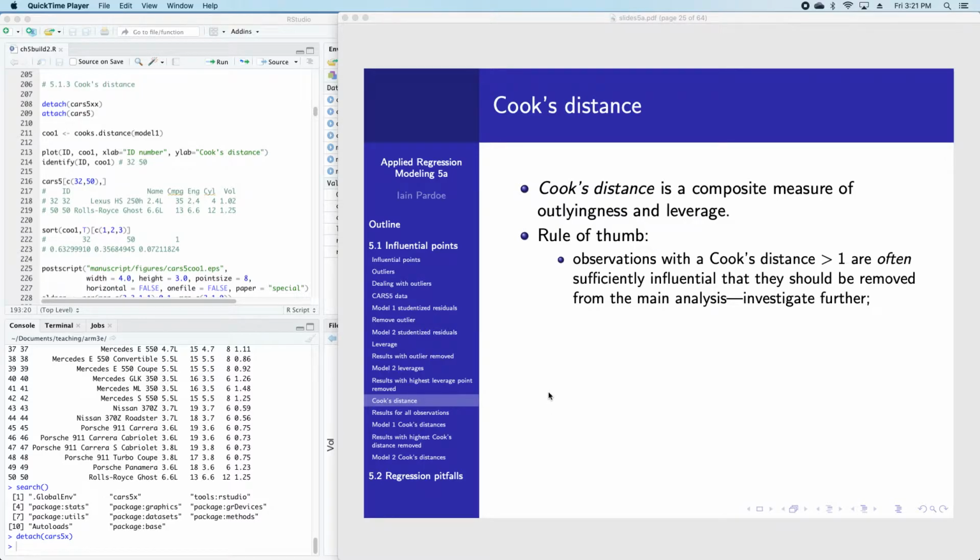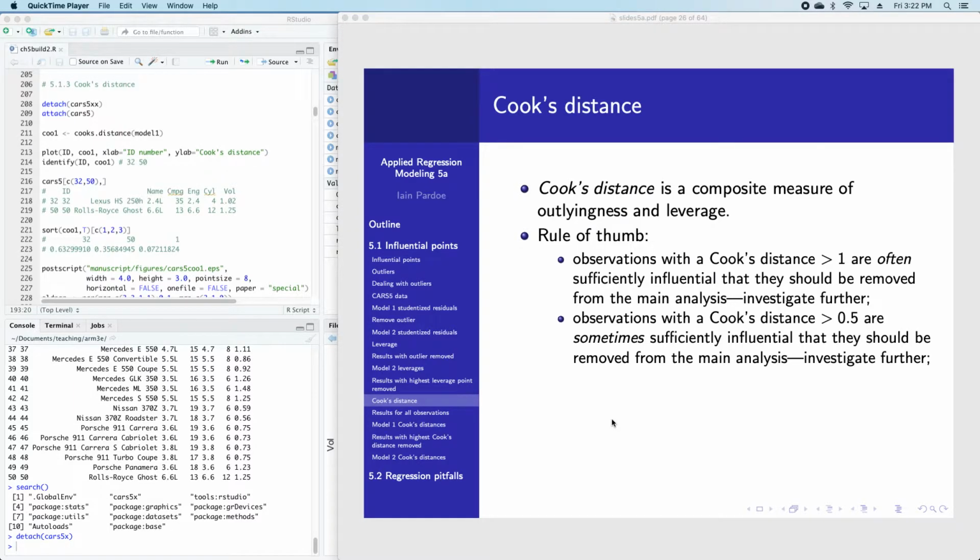In this video, I'm going to look at a composite measure of both outlyingness and leverage called Cook's distance. Cook's distance is very easy to use because we can just have the software calculate the Cook's distances for us and then see where the higher values are, which observations they are. If any observation has a Cook's distance greater than 1, then those points are often sufficiently influential that they should be removed from the analysis, and we should certainly investigate further.